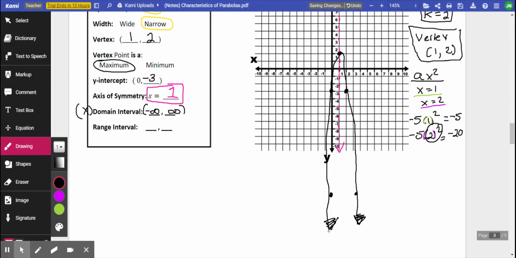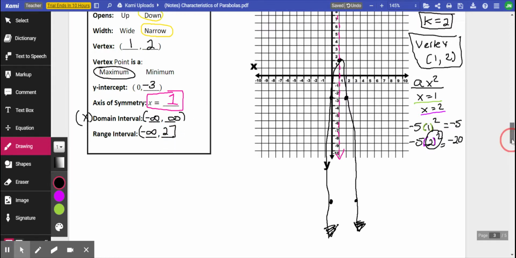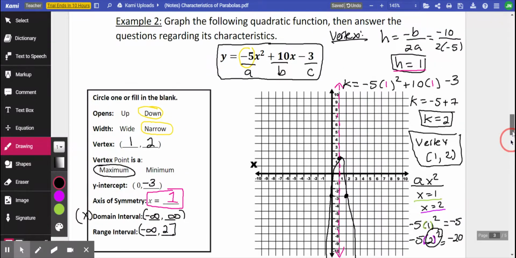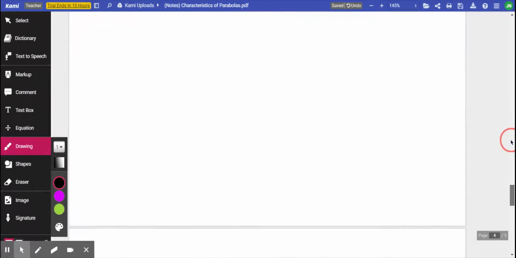And then the range is going to be from the bottom to the top. The bottom, I see arrows. So the bottom would be negative infinity because it points to the bottom forever and ever. But it actually ends at this value, which is the maximum value or the vertex, which is positive 2. So I'm going to go ahead and end that at positive 2. Okay? So these are some characteristics of this specific parabola. And you could actually check your work with Desmos or plug in some values.